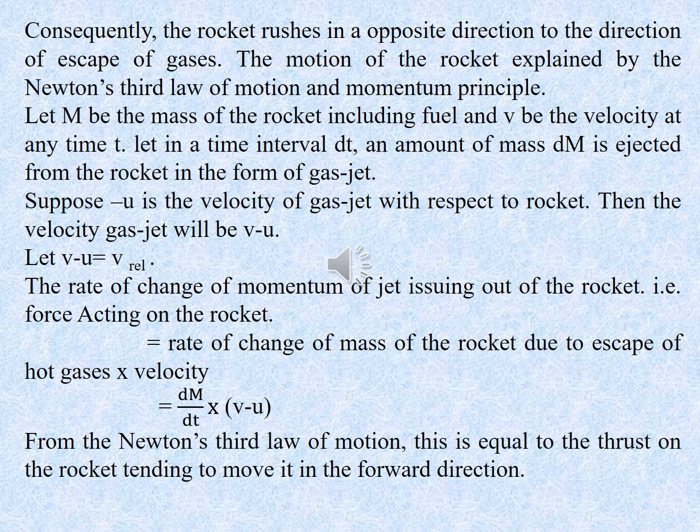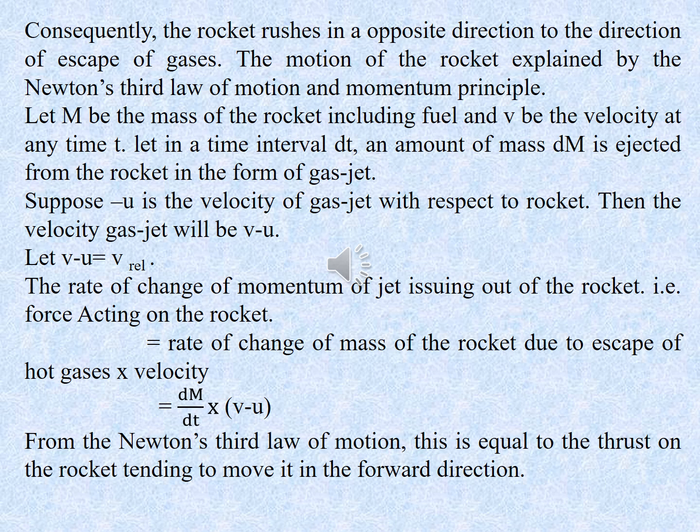Let capital M be the mass of the rocket including fuel and v be the velocity at any time t. In a time interval dt, an amount of mass delta m is ejected from the rocket in the form of a gas jet. Suppose minus u is the velocity of the gas jet with respect to the rocket, the velocity of the gas jet will be v minus u. Let v minus u be equal to v real.